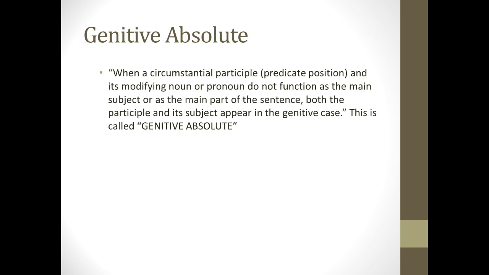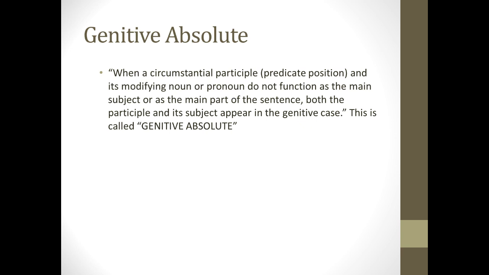Finally, for this lesson, there is something that shows up that I'm going to explain to you, and we're going to work with it time and again. I won't try and trick you with it, but it is something known as the genitive absolute. This is when a circumstantial participle, and this can show up in any verb tense, okay? But when your circumstantial participle, that is the participle that is in the predicate position, that is, it does not have a definite article, and it's modifying a noun or a pronoun, but it doesn't in fact function as the main subject or the main part of the sentence.